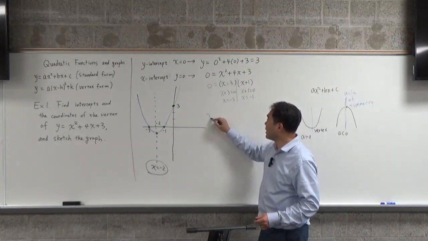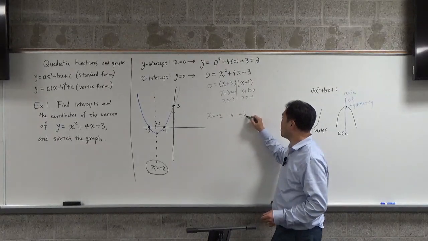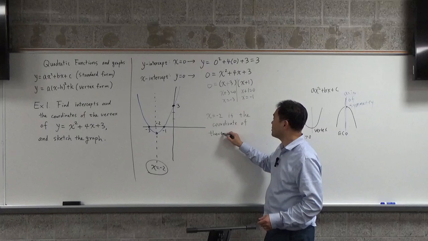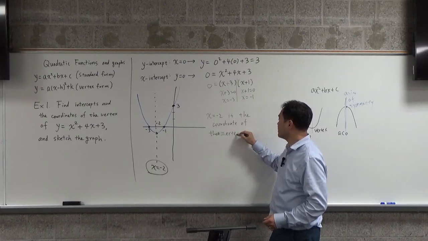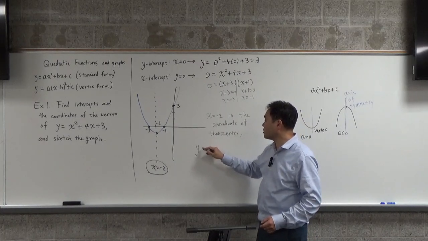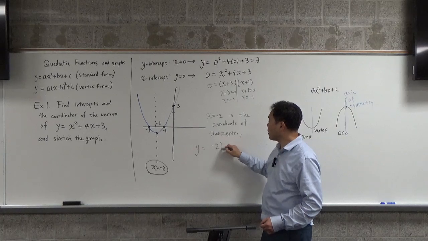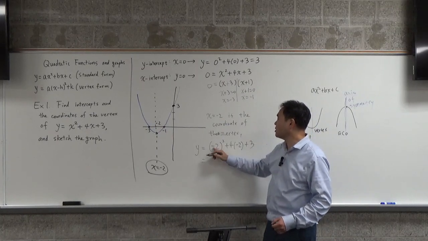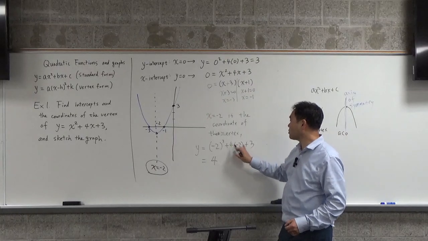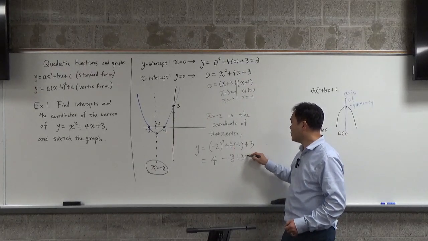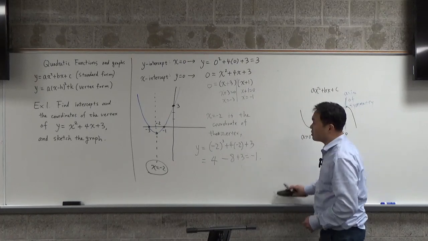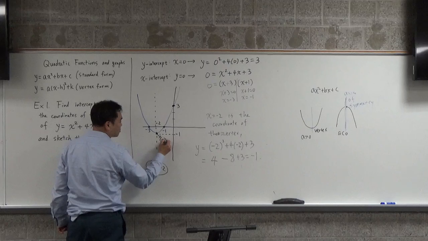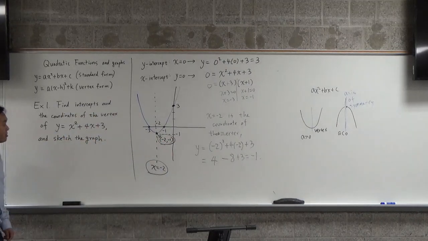So let's do that. Since we know that x equals -2 is the x-coordinate of the vertex, we see that y would equal -2 squared plus 4 times -2 plus 3, which is, negative squared is positive, so it's 4. 4 times -2 is -8 plus 3. That's going to be -1. Therefore, this vertex is actually at -1. So this point right here is (-2, -1). Those are the coordinates of the vertex.